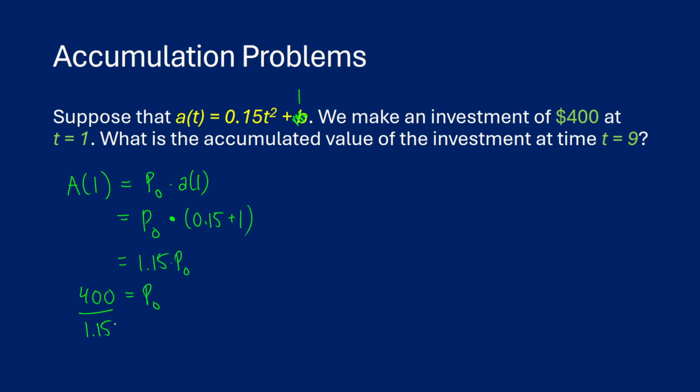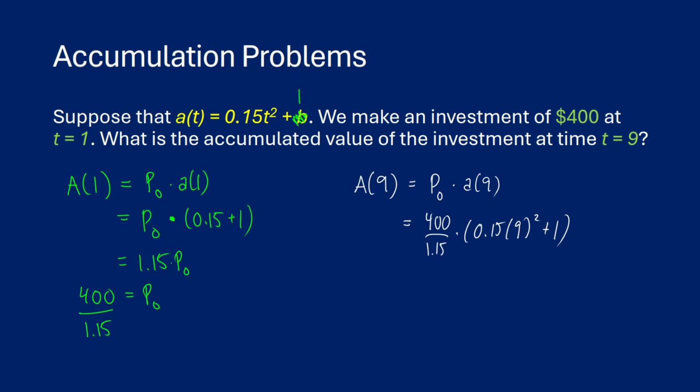So we have some information now. We know what P0 is. We know what b is. So let's ask ourselves, what is the accumulated value of the investment at time t is equal to 9? So in other words, we have to find big A of 9. Well, this is just going to be equal to P0 times little a of 9, our accumulation function. So we know what P0 is. It's going to be 400 divided by 1.15. And we also know what our accumulation function at time 9 is. It's going to be 0.15 times 9 squared plus 1.